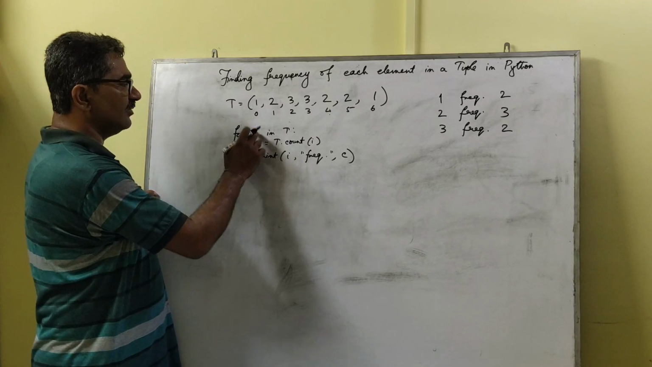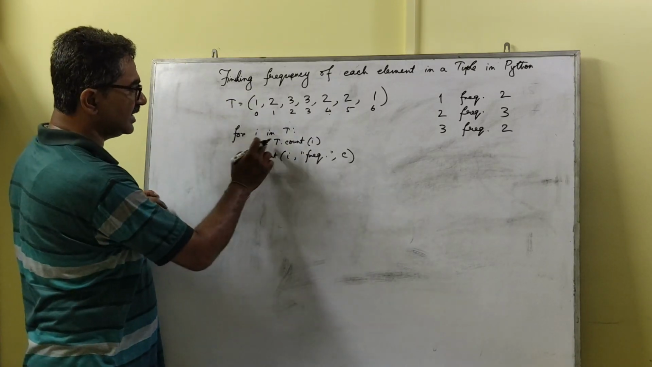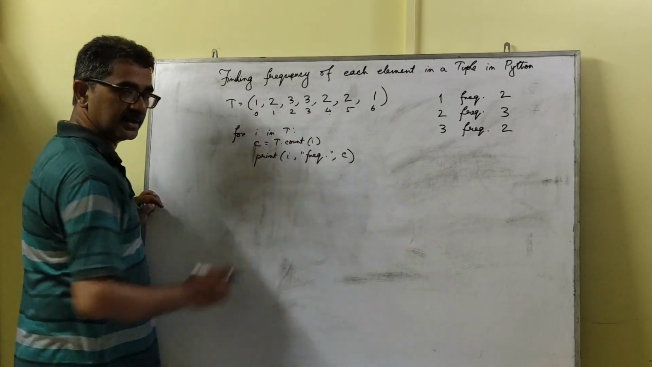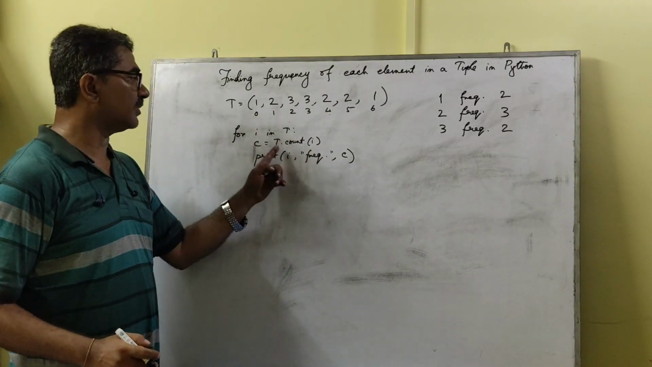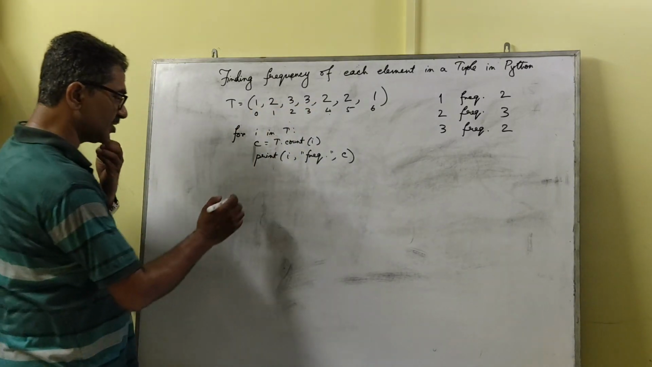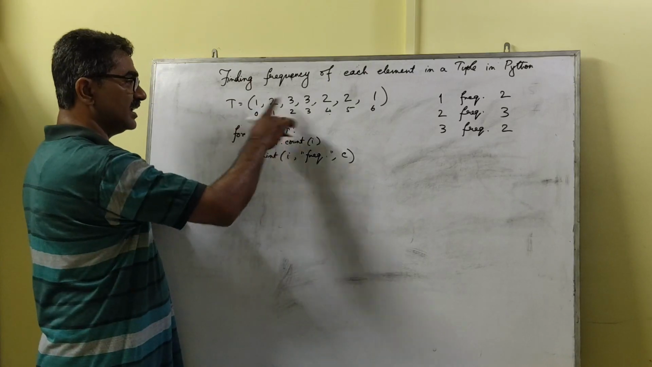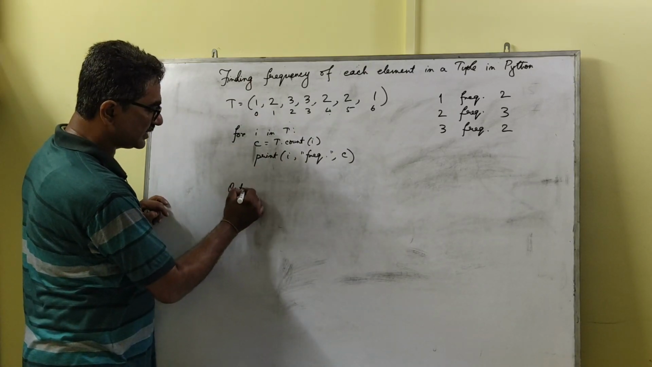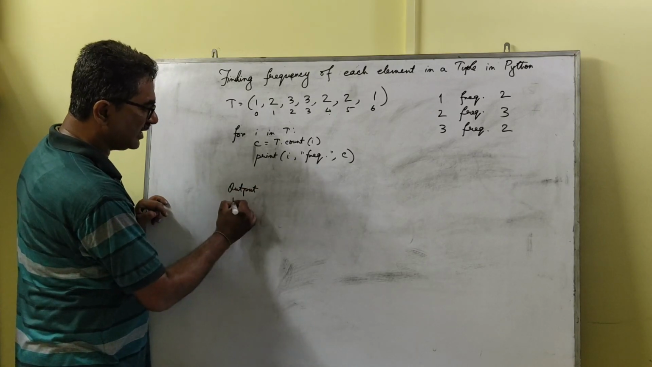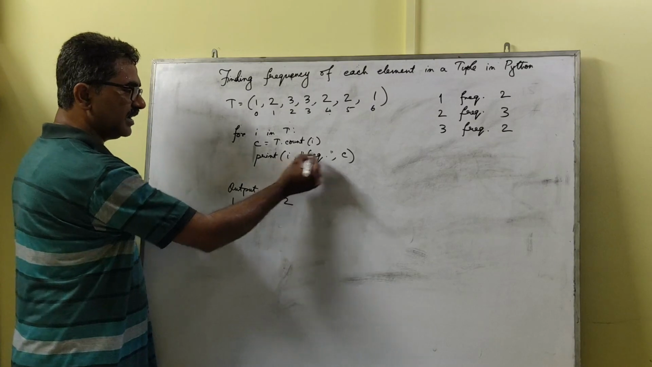So the value of i will be 1 for the first time. So C equal to t.count(1). So it's going to find the frequency of the element 1 inside the tuple. So 1 is present twice. So the value of C will be 2 for the first case, because the value 1 is present twice. So print i. So the first output we are going to get is 1, frequency 2. i is the element and C is the frequency.